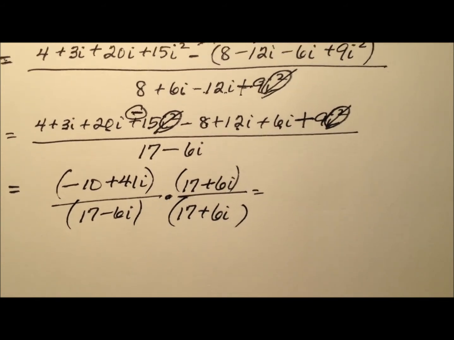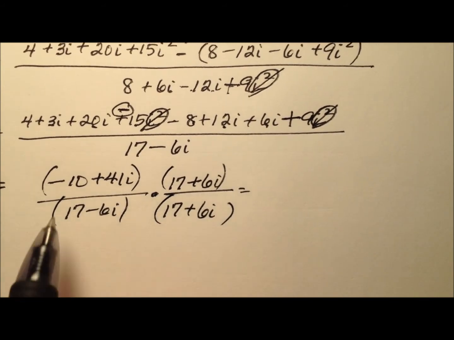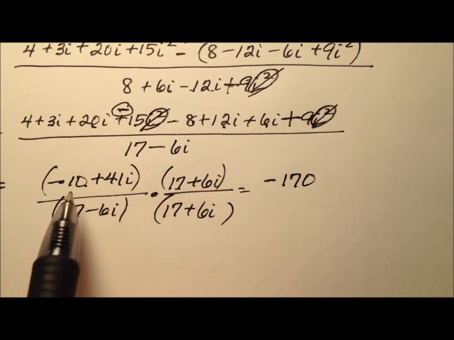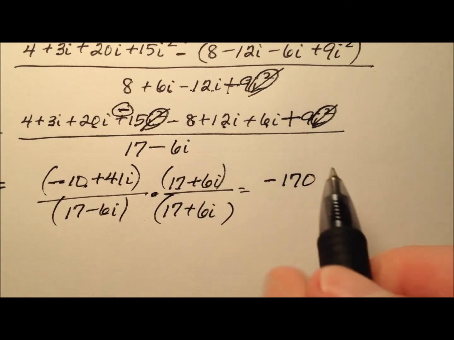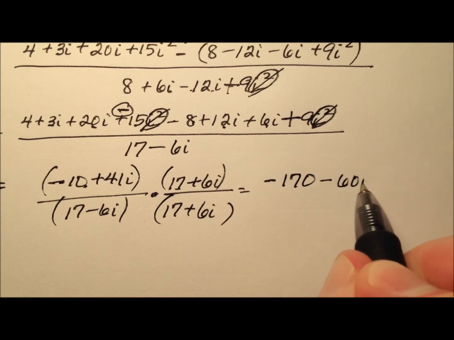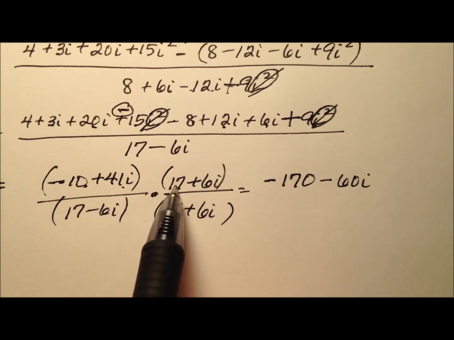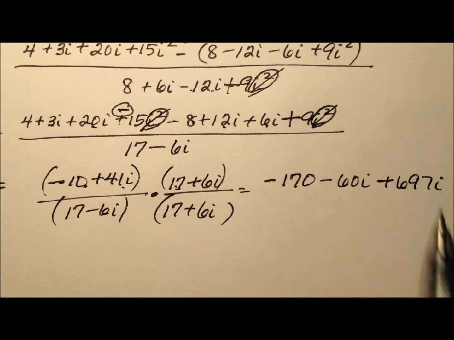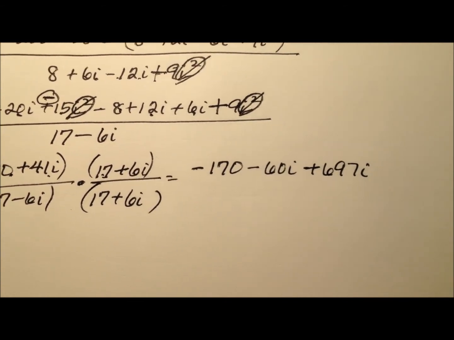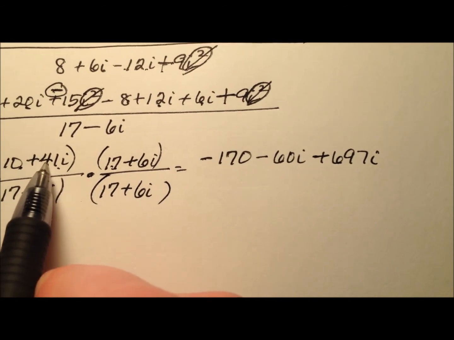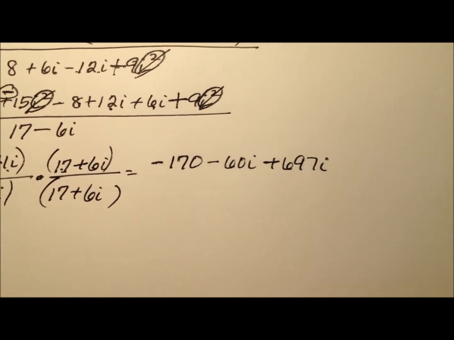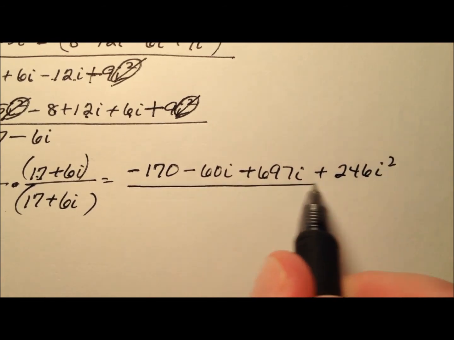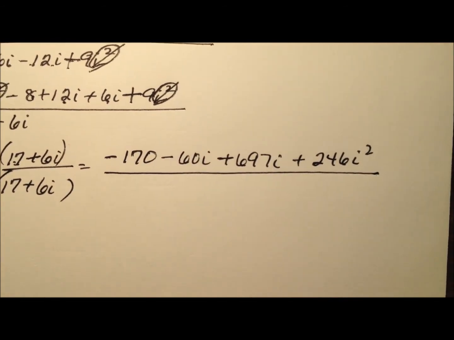Alright, so I'm going to kind of scoot over a little, make some room. So the negative 10 times 17 is negative 170. Negative 10 times 6i is minus 60i. 41i times 17 will be a plus 697i. Let's see if we have room here. And then 41i times 6i will be a plus 246i squared. Okay, so that's what that looks like.